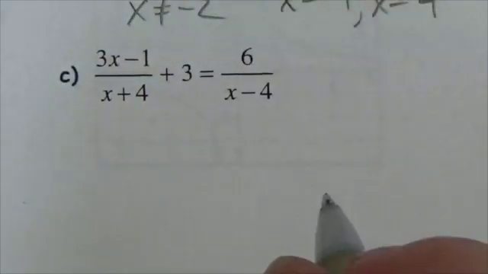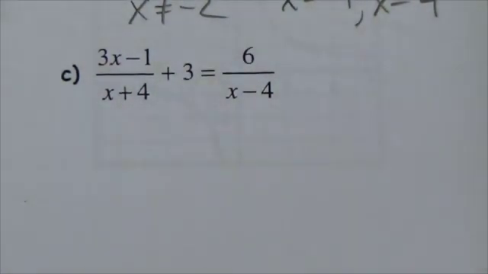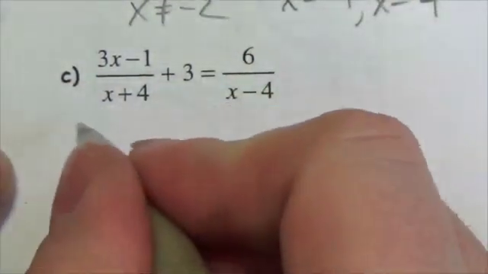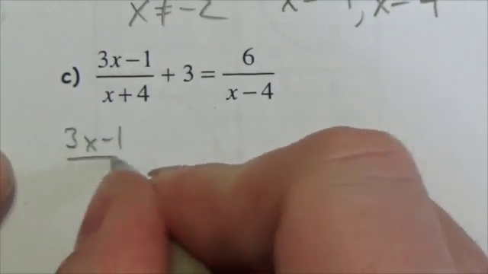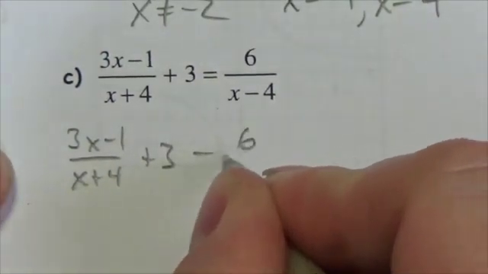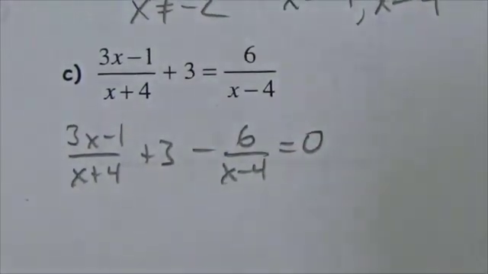Okay, now for this one right here, again, we're going to solve this one graphically. What I'm going to do is bring everything over to one side. Okay, that is my personal preferred method of doing this. So I've done A and B. I did the two different methods here. Now I'm going to show you the one that I prefer here. I'm going to make this 3x minus 1 over x plus 4, plus 3. I'm going to subtract 6 over x minus 4 and let that equal 0.